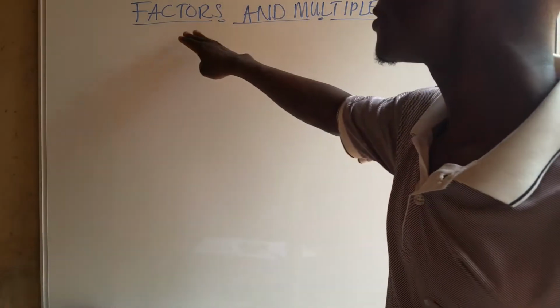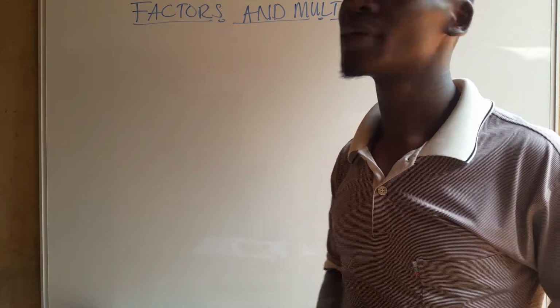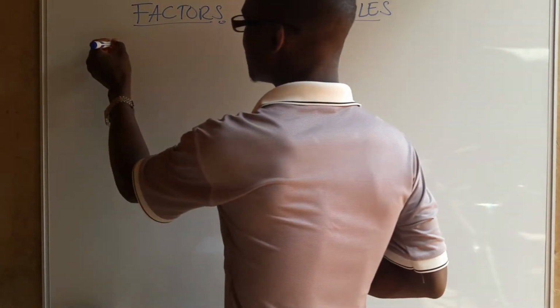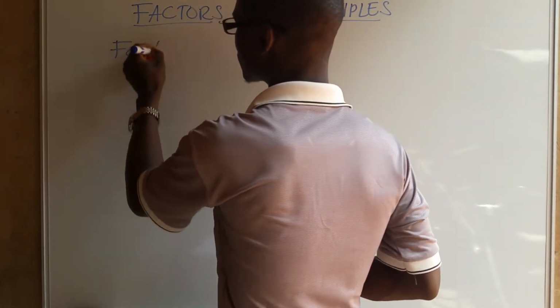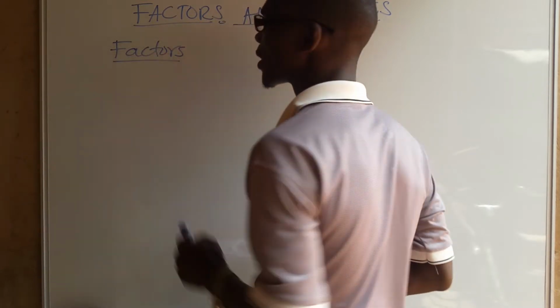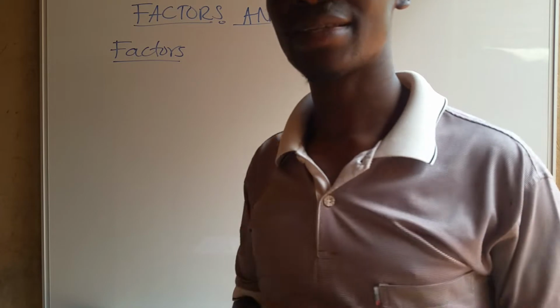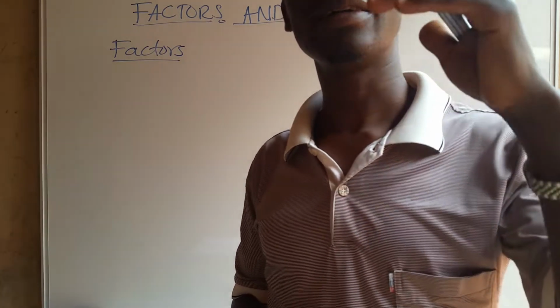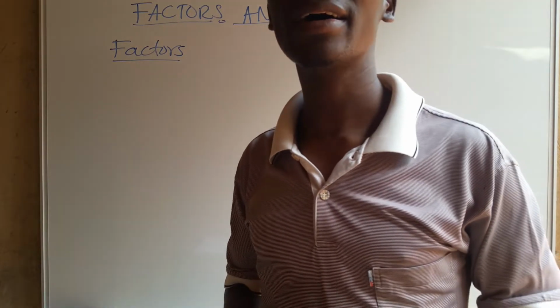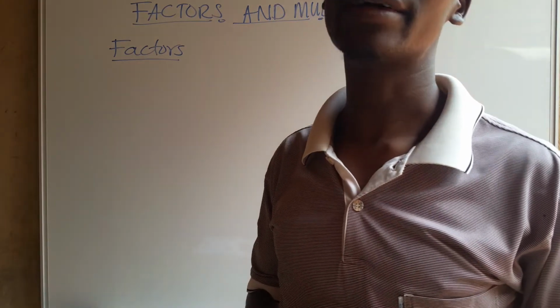Today we are looking at factors and multiples. Let us start with factors. Factors of a number are those numbers that divide a given number and give no remainder.